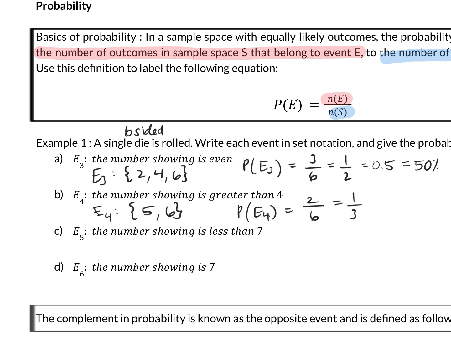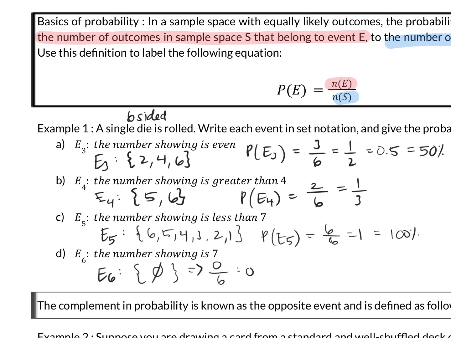Okay, go ahead and try out letter C and D for me. Write out the event space in set notation, and then write out your probability. All right, so for C, you should have gotten that the number showing is less than 7. Obviously, that's going to happen 100% of the time, no matter what dice you roll, as long as it is a 6-sided dice. And then for letter D, number showing up is 7. 7 is obviously larger than 6. So if you were trying to give me the answer in set notation of what the event would look like, the circle with a line through it just means the empty space, or the empty set, okay?